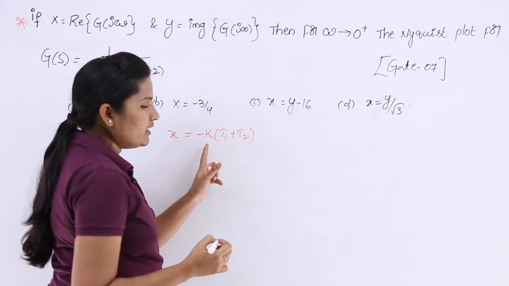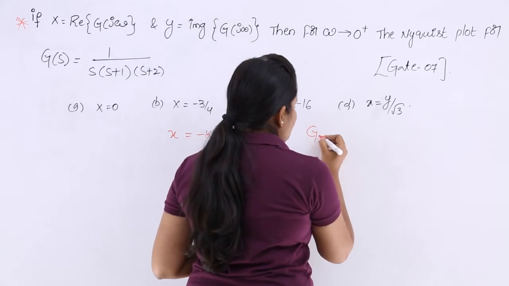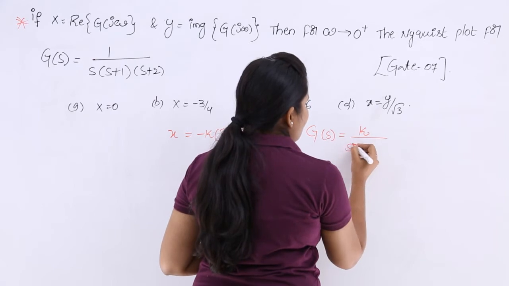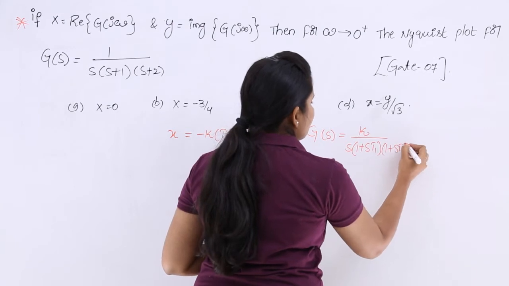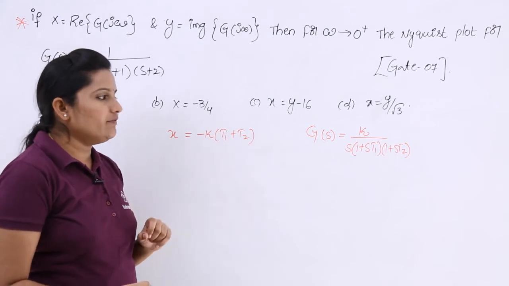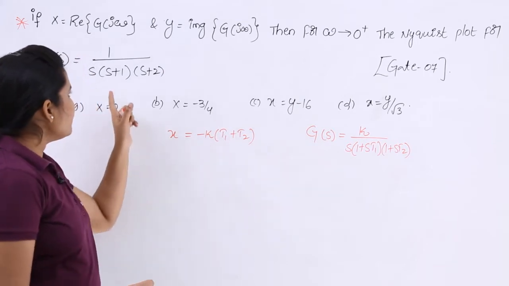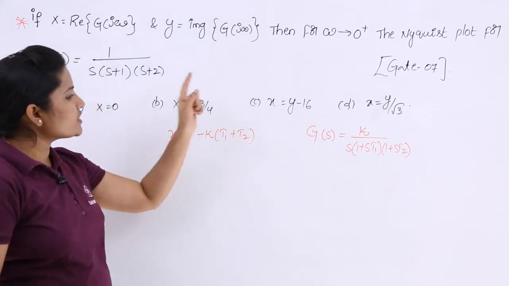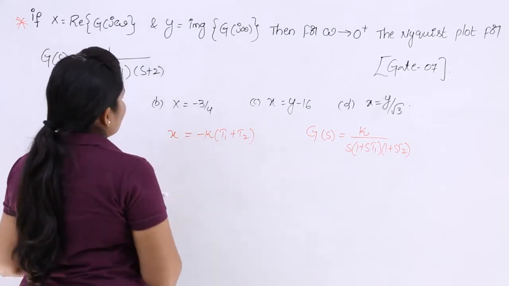Where did we get this T1, T2 and K from? If your transfer function is in the form G of s equals K by s into (1 plus sT1) into (1 plus sT2), then you can apply this formula: x is equivalent to minus K into (T1 plus T2). This is one of the shortcut formulas. First of all, you need to convert your given transfer function into this form. Your given transfer function is not in this form, so now you are going to convert it.